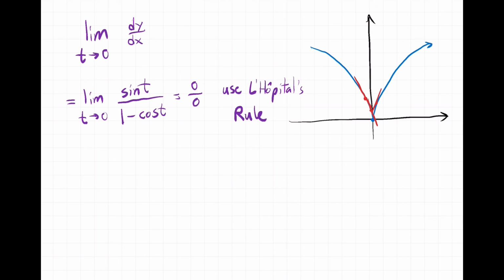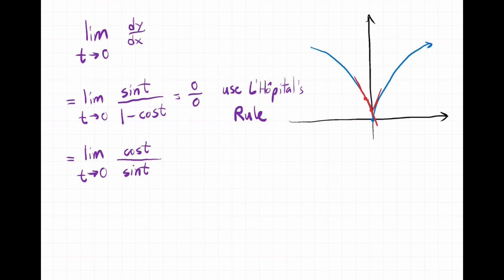Now, at any time that you use L'Hopital's rule, you need to justify that use by showing that you first get 0 over 0 or infinity over infinity if you try and compute the limit normally. So we've gotten 0 over 0. That tells us that we are justified to use L'Hopital's rule. And that tells us we should take the limit as t approaches 0 of the derivative of the top divided by the derivative of the bottom. The derivative of sine t is cosine t. And the derivative of the bottom, the derivative of 1 minus cosine t, is going to be positive sine t.